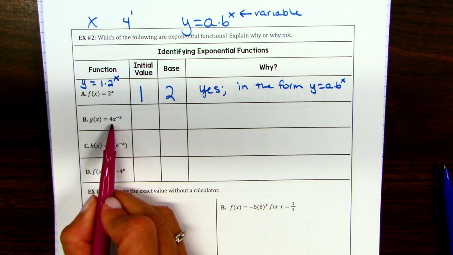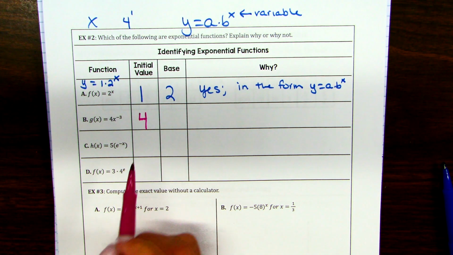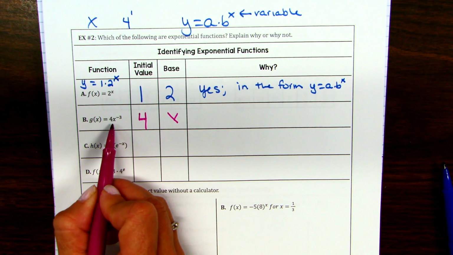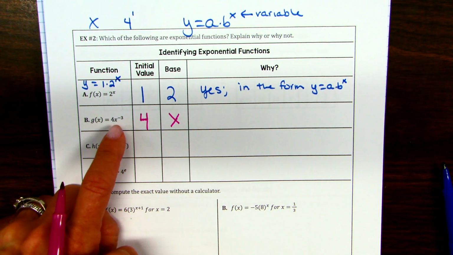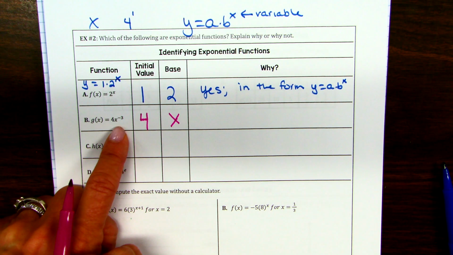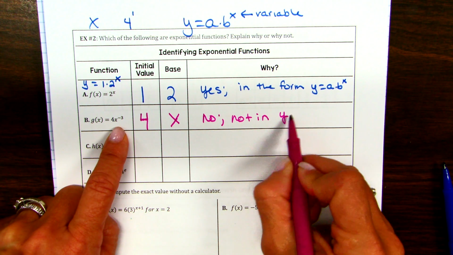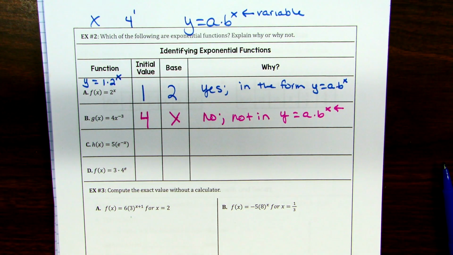What is our initial value here? 4. What's the base? X. Base is the number, or letter in this case, that has a power, okay? So initial value is 4, base is X. Is this an exponential function? No. Why not, Austin? Remember, this has to be a variable, not a number. So that's kind of confusing because you call -3 an exponent. It is an exponent, but that does not make an exponential function. It has to be an x or an n or something like that, okay?